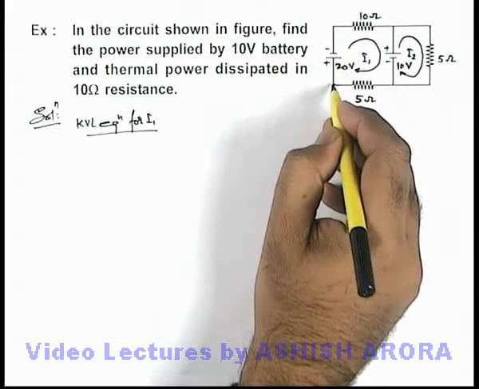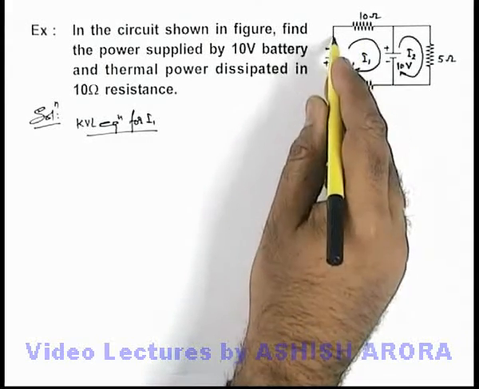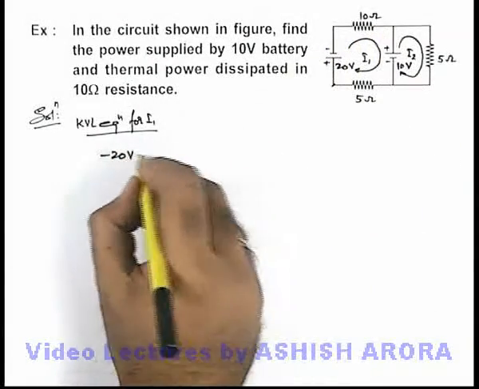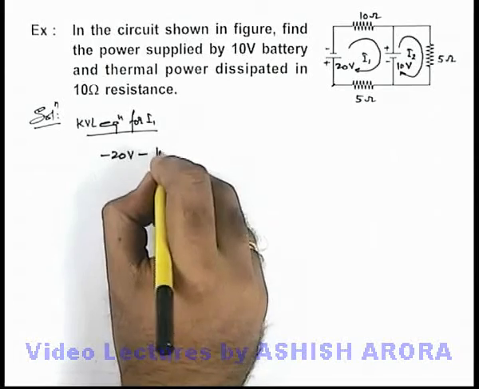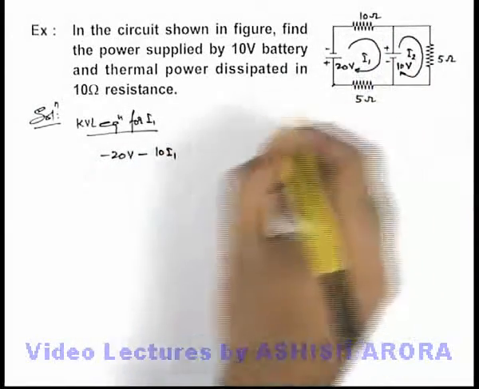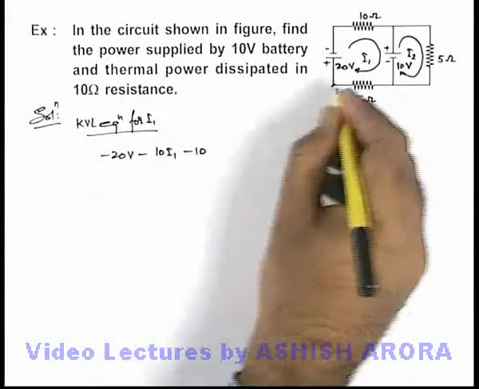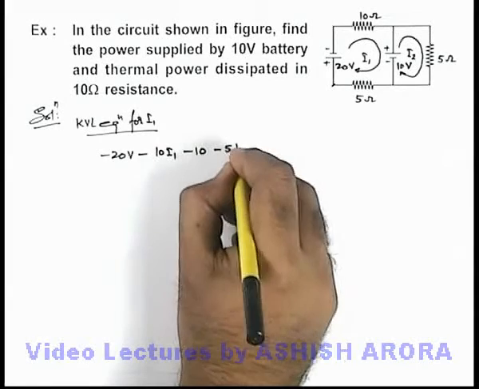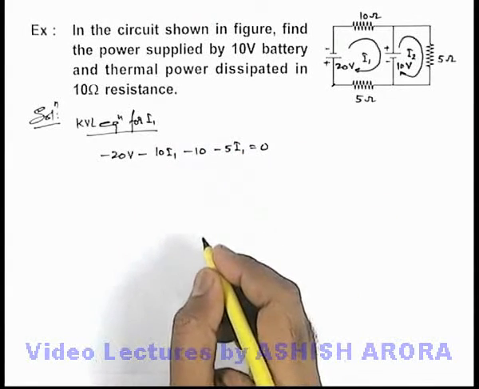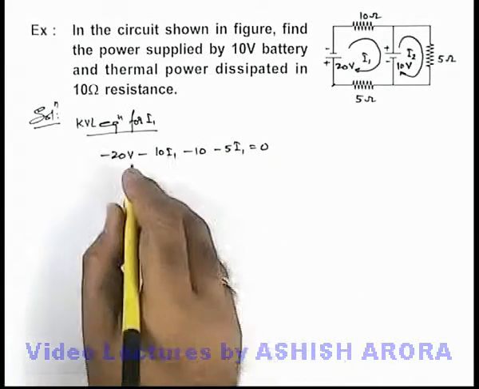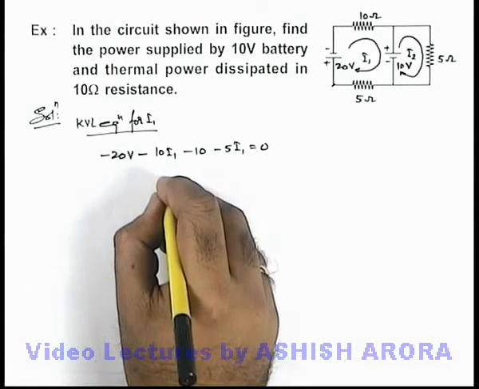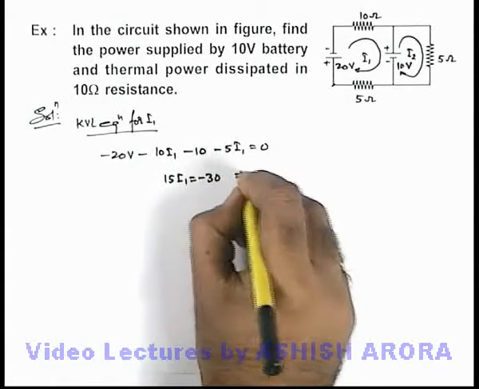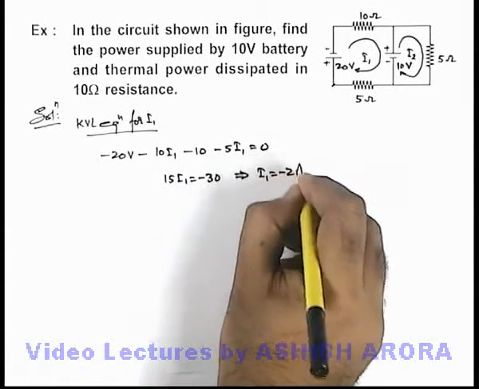with the current. You can see here first there will be a drop in potential of 20 volt, and then in the 10 ohm resistance there will be a potential drop of 10 I1, and then again there will be a drop of 10 volt potential, and then there will be a drop in the 5 ohm resistance, that will be minus 5 I1, and this is equal to 0 according to Kirchhoff's voltage law. If we simplify this equation, this will give us 15 I1 equals minus 30, which gives us the value of I1 equals minus 2 ampere.